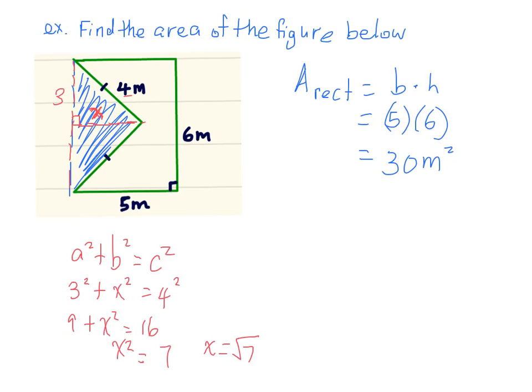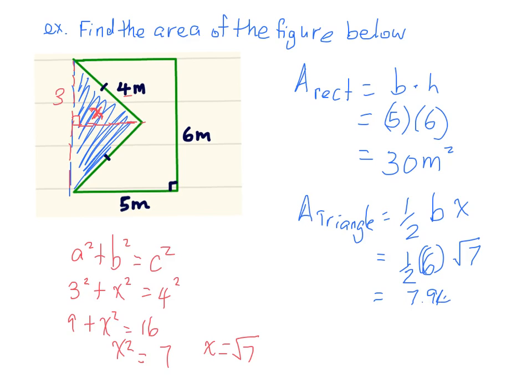All right, so the area of the triangle, the whole triangle, is equal to half base times height. I'm going to call it x again because there's already an h on the page. So it's a half times 6. And why am I going back to 6? Didn't I use 3 before? Well, remember that you're using the base of the entire triangle now because you want the area of the entire triangle. So a half times 6 times the height, which we found to be root 7, is the area of the triangle. And when you work all that out, the area of the triangle is 7.94 meters squared. Now we're ready to find the area of the figure.